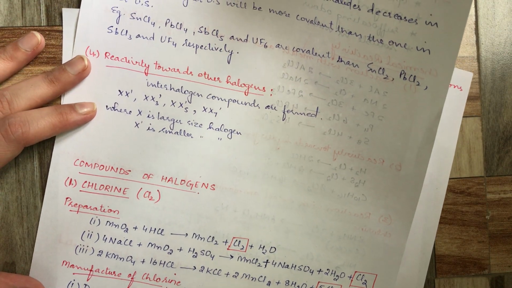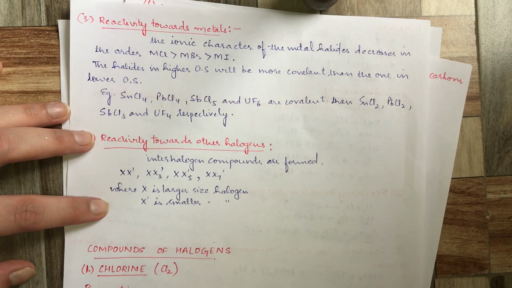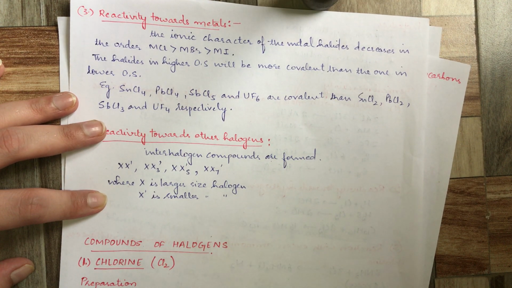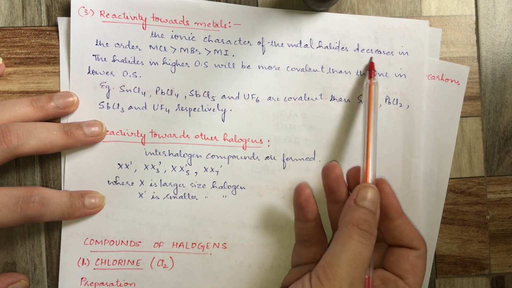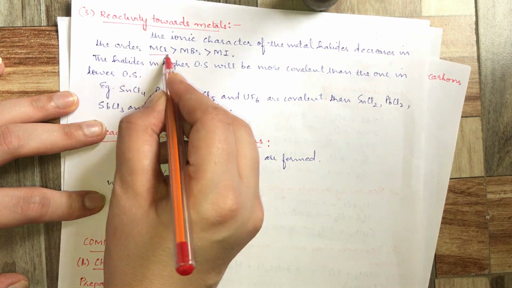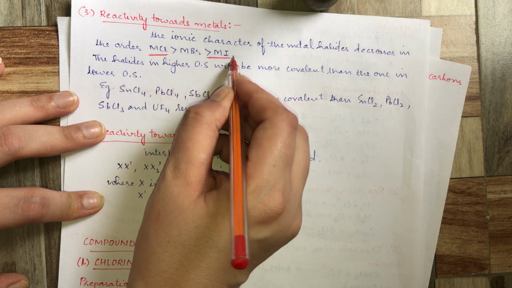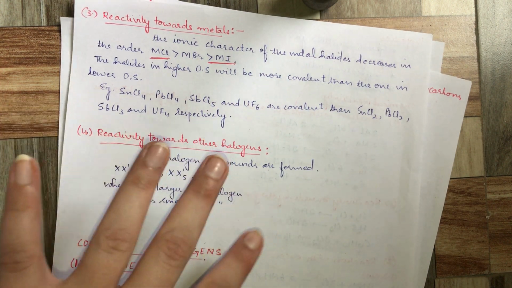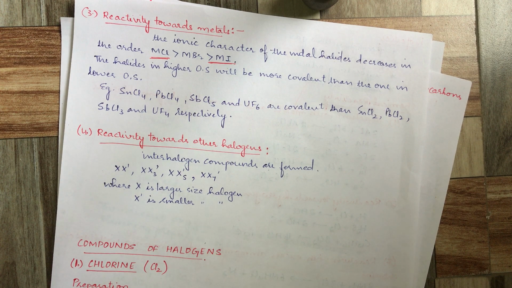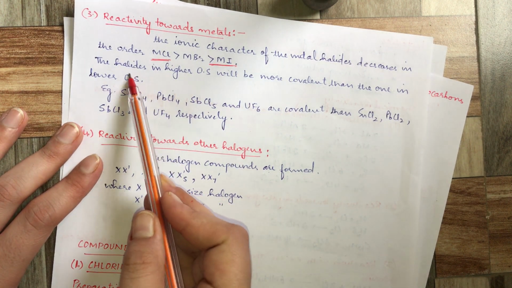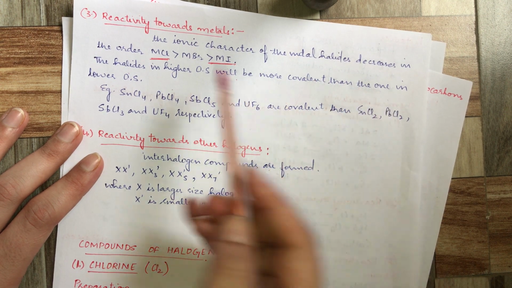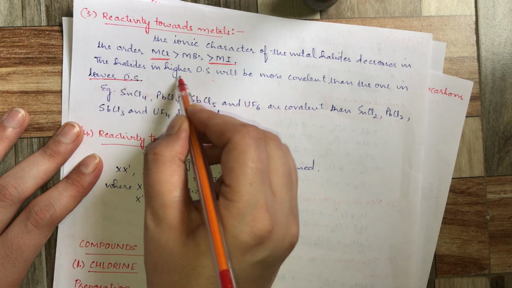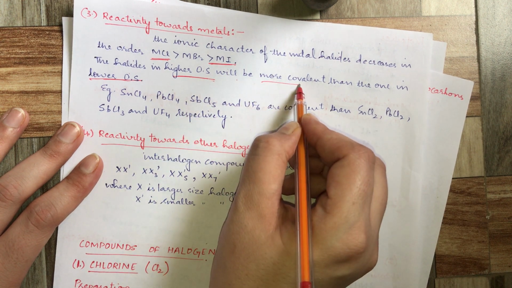Next we talk about reactivity towards metals. Obviously they are non-metals, so they will have affinity for the metals. The ionic character of the metal halide decreases, so MCl is the most ionic and MI is the least ionic because of the electronegativity difference that we've already discussed. The halides in the higher oxidation state will be more covalent than the one in the lower. So why higher oxidation state more covalent?